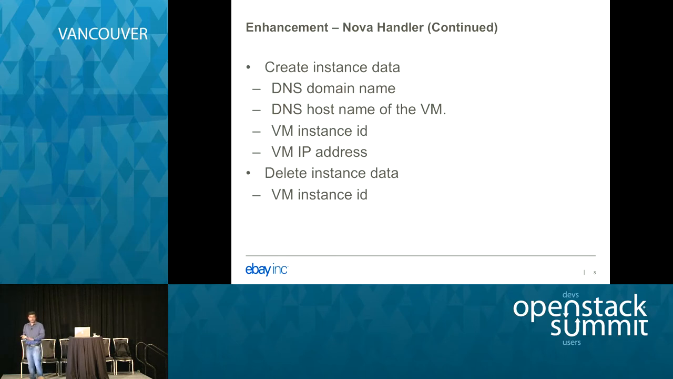We don't have the IP address, the host name, the domain name, or any of the information. So what we do is look up the Designate database to find out which instance ID is getting deleted, and accordingly we look at all the records, the A record and the PTR record that map to that instance ID, and we delete them. That's why we keep track of the instance ID. So this is how we handle VM creation and VM deletion in Designate. We create A and PTR records for that.